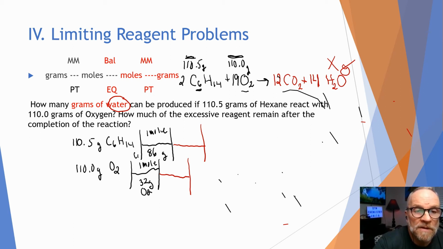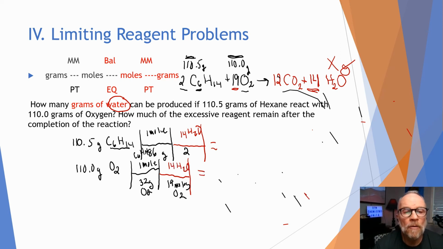So this is C6H14 here. Okay. And then finally, let's do the moles to moles. So C6H14, there's 2 moles of C6H14 per every 14 moles of water. And so oxygen, we have 19 moles of oxygen per every 14 moles of water.